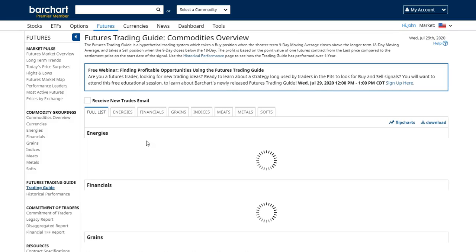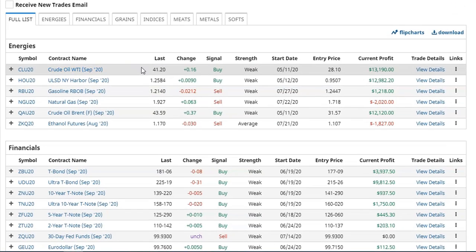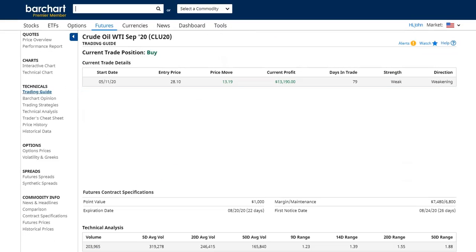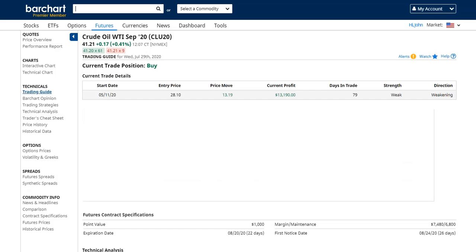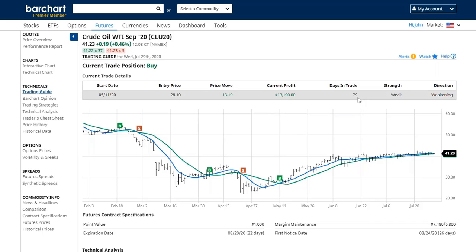So let's look at crude oil, right? And we can see that in crude oil, currently, we have a position that was opened on May 11th, and it's been giving us a result so far of up $13,000. That's pretty impressive if you think about crude oil, for those of us who trade crude oil. And here we can see that this current open trade, we have been in this trade for 79 days, right? A long period of time for crude oil.